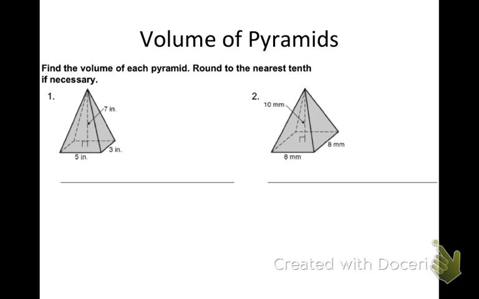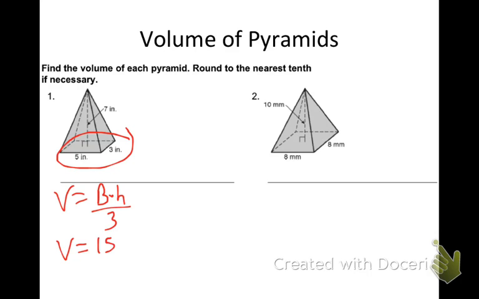Find the volume of each pyramid, round to the nearest tenth. Remember, volume here is area of the base times the height divided by 3. So if I look at it here, what's the area of my base? What's my height? And I divide that by 3. So 15 times 7 divided by 3. Or you could do mental math, 15 divided by 3 and then times 7. Any way you work it out there. My volume comes out to be what, Drew? 35 inches cubed. Nice job.